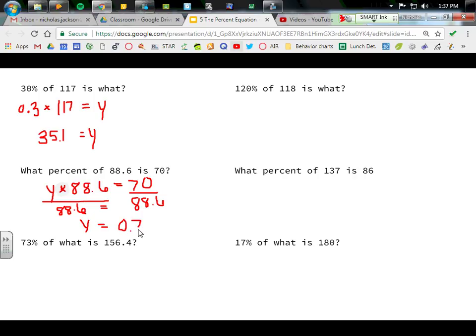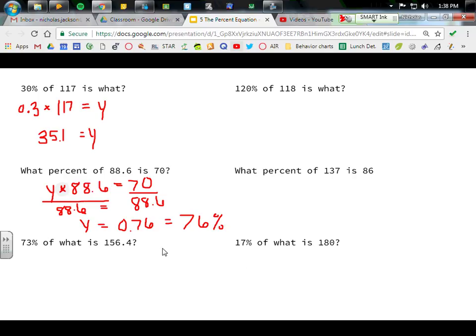Now, we're not done here because we're looking for a percent. This is not our percent, okay? 70 is not less than 1% of 88.6. Remember, when you have a decimal, to turn it into a percent, you have to multiply it by 100. So 76 multiplied by 100, I'm sorry, 76 hundredths multiplied by 100 is 76%.